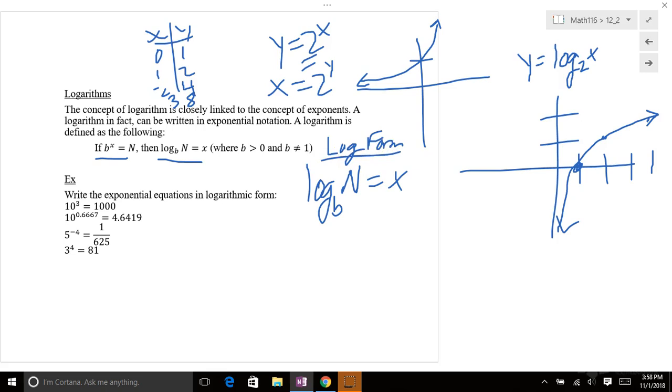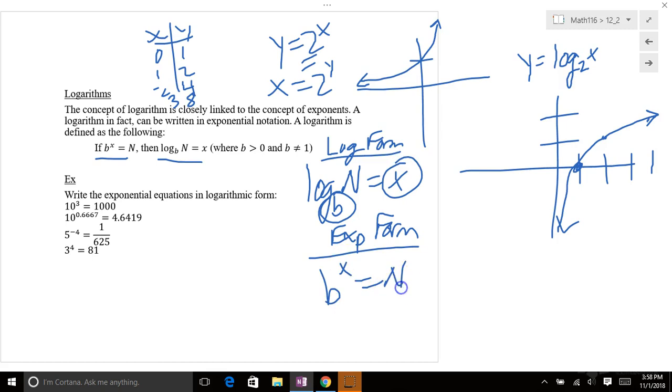The exponential form of the same logarithm is b to that power, b to the x, equals n, if I'm going to stay consistent with your textbook. b to that power equals the number right there, n. Okay. So if you write these in exponential form, so 10 to the third equals 1,000.